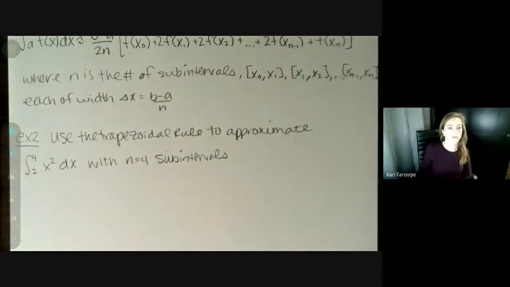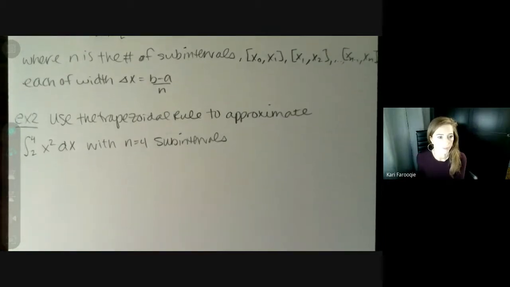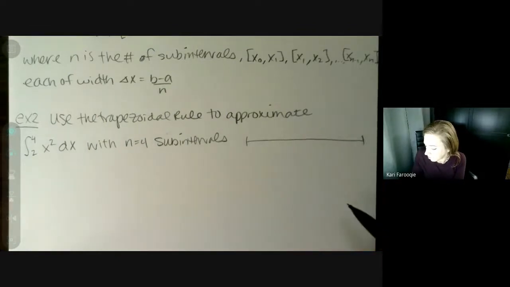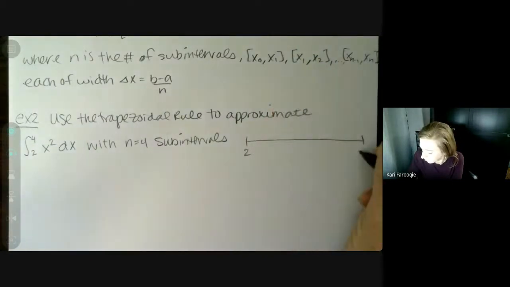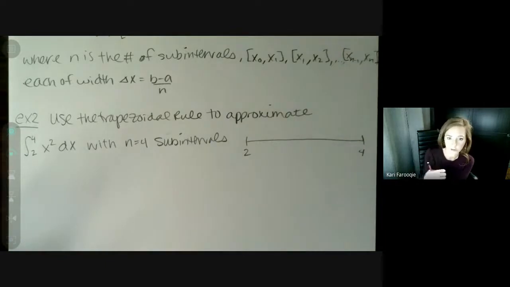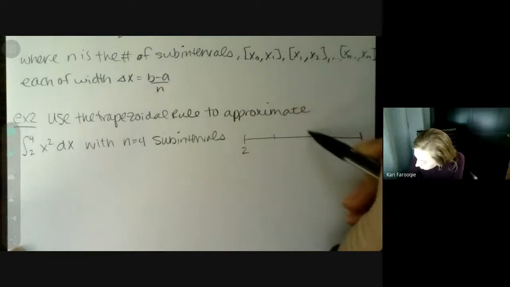Do an even number this time. Just like with the midpoint rule, I would suggest, you don't have to, but I think it's an easy visual if you just draw what would be on your x-axis. You're going from a to b, which means you're going from 2 to 4. If you're looking for n equals 4 subintervals, then you're going to use 3 tick marks. So you're always going to take n minus 1 to figure out how many tick marks you need to place inside your interval. So we'll go with 1, 2, 3.